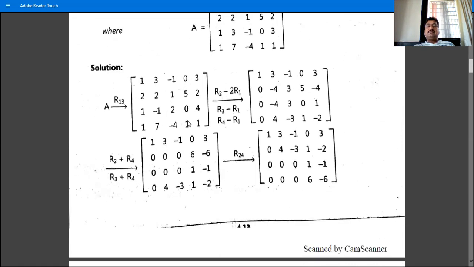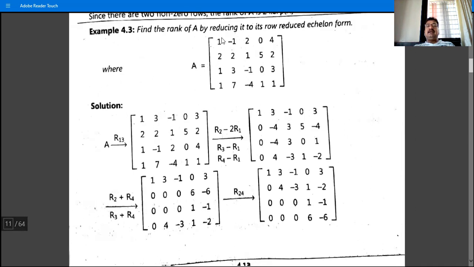So again, the same type of example. This is the element 1. So we have to reduce this 3 element to 0. So this is the operation R13. No need of this R13. Directly reduce this 3 element to 0.